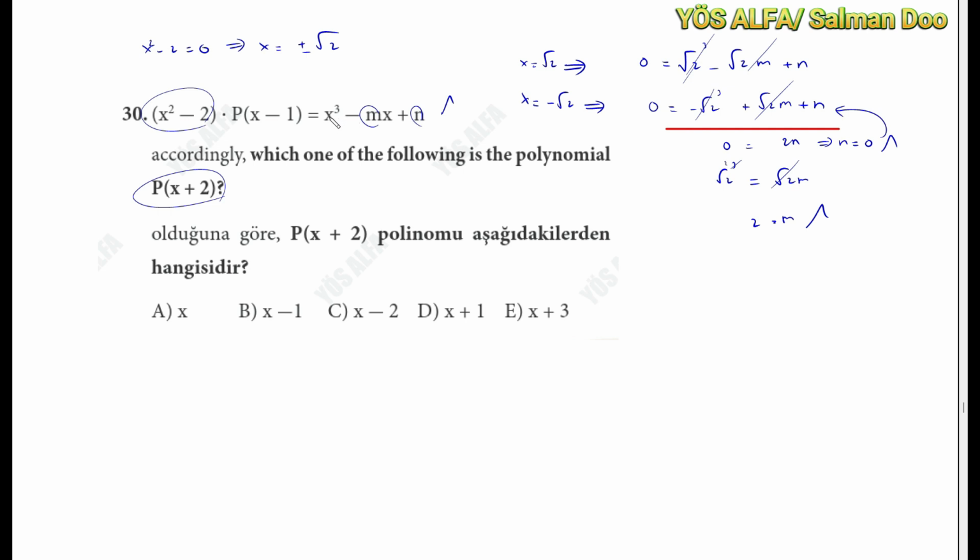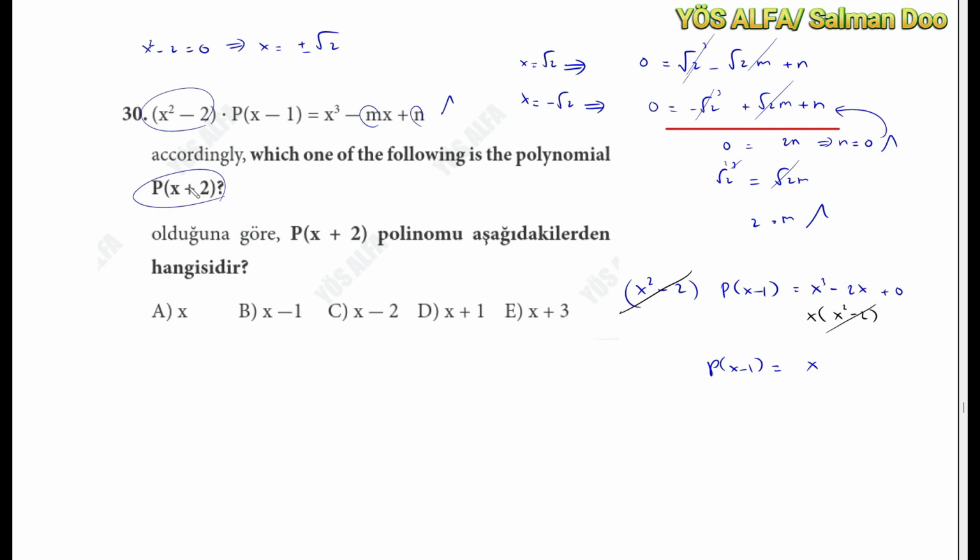We can write down this equation again to find out p of x plus 2. x squared minus 2 times p of x minus 1 is equal to x cubed. Instead of m, we have 2, so minus 2x. Since n is 0, we don't have anything left. So this x cubed minus 2x is the same as x times x squared minus 2. So x squared minus 2 cancel out each other. So we're left with p of x minus 1 is equal to x.